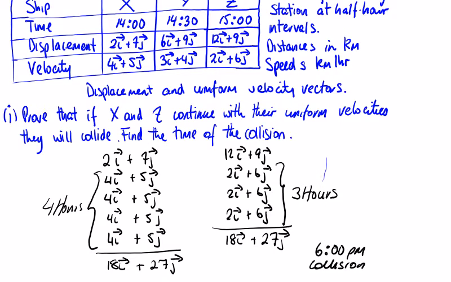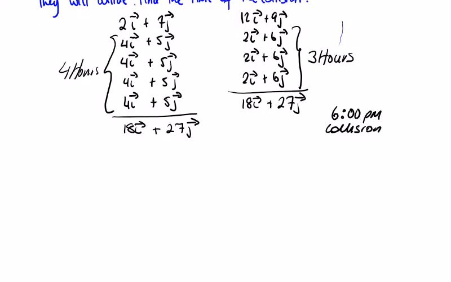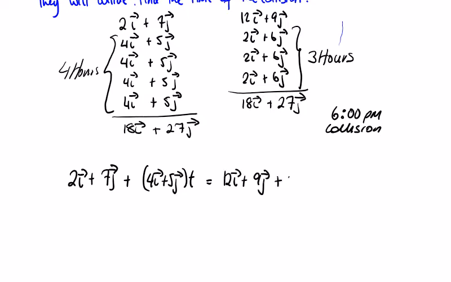Okay, let's look at another way to do it. Okay, so the X is going to be 2i plus 7j plus 4i plus 5j times t. And the Z is going to be 12i plus 9j plus 2i plus 6j times, that's an hour ahead, or t minus 1, because if the times are equal, we'd have to take 1 hour away.